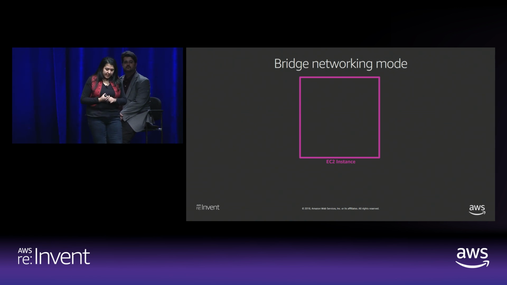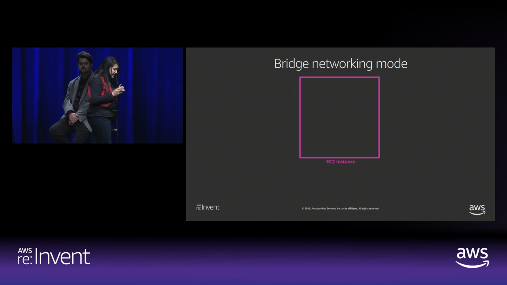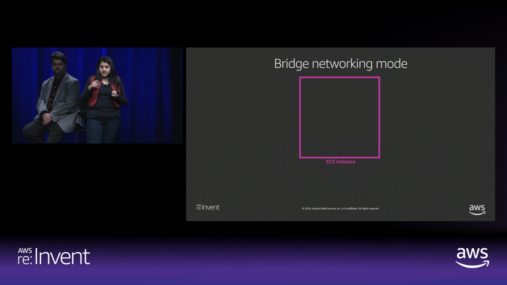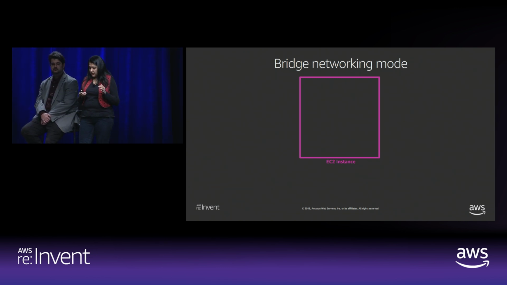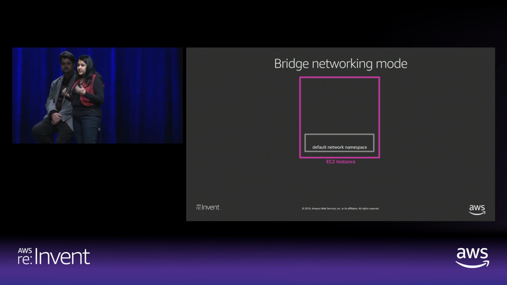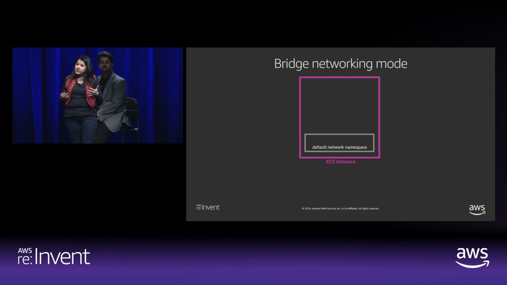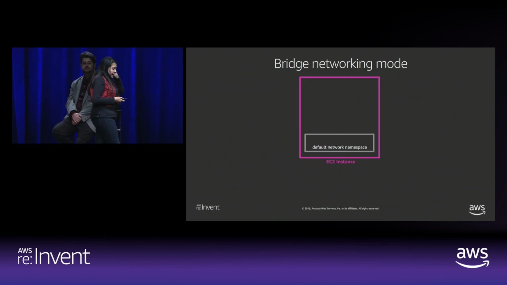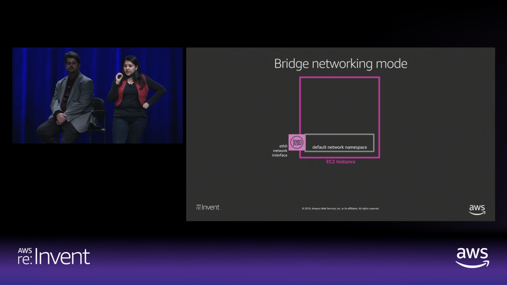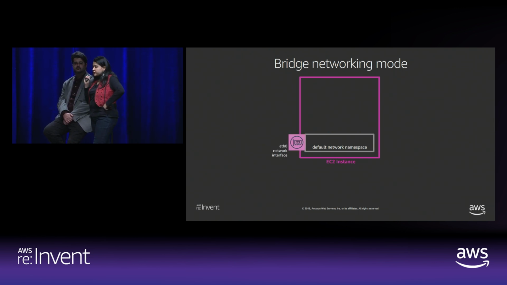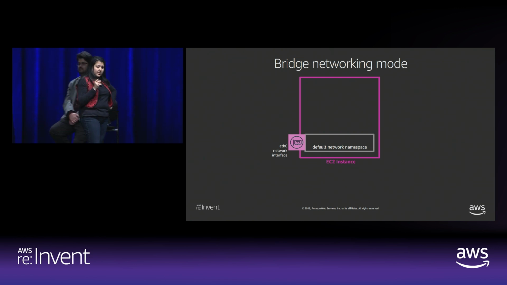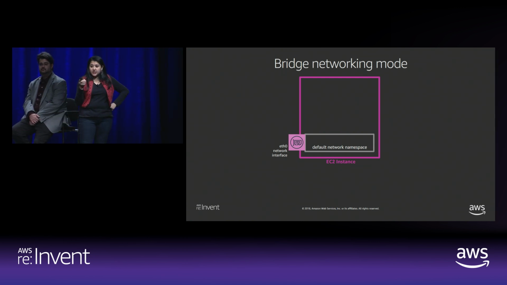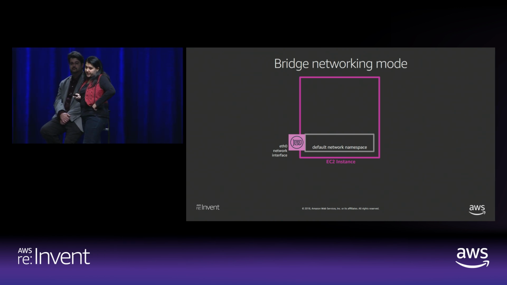So in bridge networking mode, you have an EC2 instance, and if you're running any standard flavor of Linux, every machine gets a default network namespace, what we call the host network namespace. And the physical network interface that is used for all incoming and outgoing traffic in and out of this EC2 instance, what's also called the eth0 interface, lives within this default network namespace.